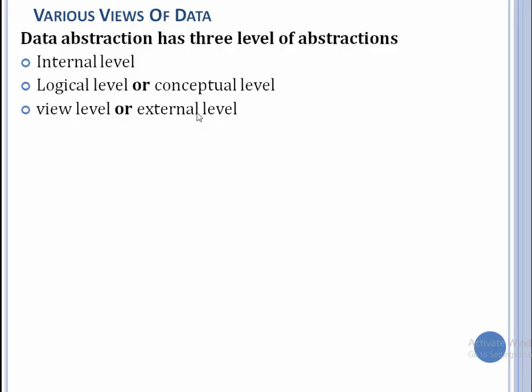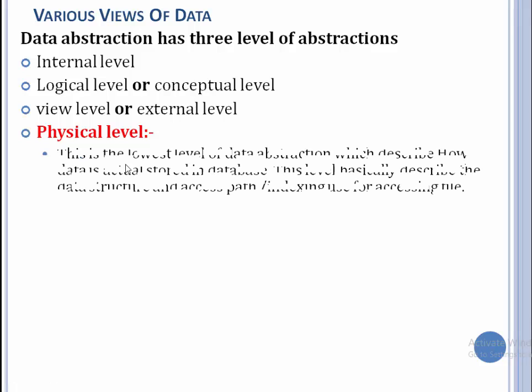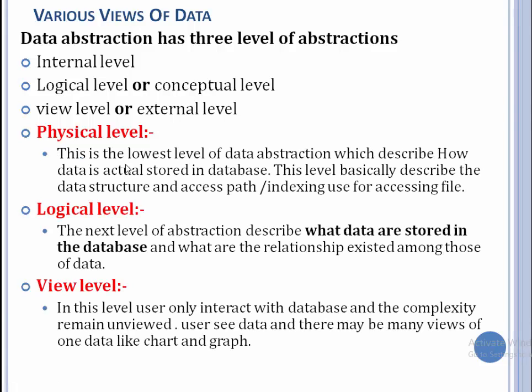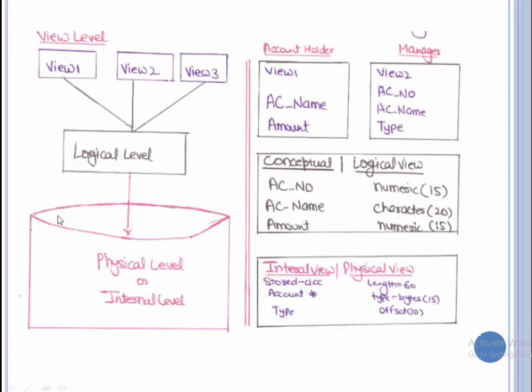Let us see what is meant by the physical level, the logical level and the view level. In the physical or internal level, this is the lowest level of data abstraction. Let us see this diagram. This represents the different levels of abstraction. This is called the physical level or internal level, this is called the logical level or conceptual level, and this one is called the view level.